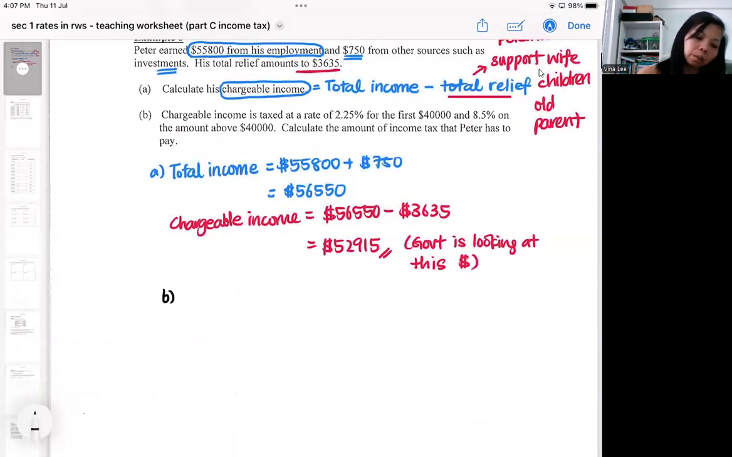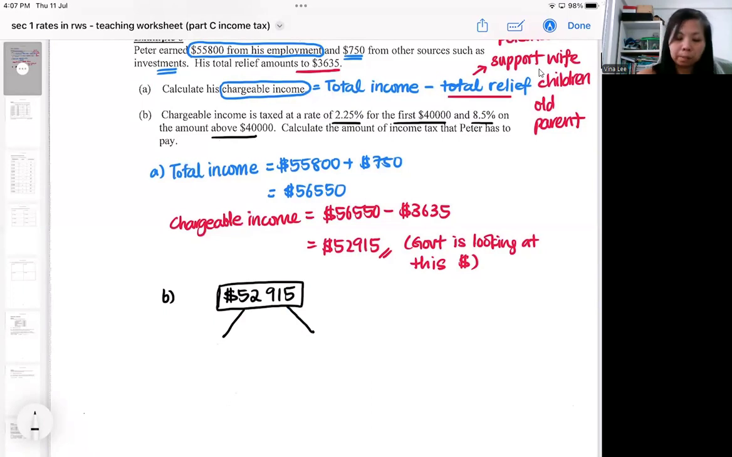Now that we know the chargeable income, this is how the tax is calculated. If you read carefully, there will be a rate of 2.25% for the first 40,000, and then 8.5% on any amount that's more than 40,000. What does that mean? A lot of students cannot understand this. Basically, very simple. You divide your chargeable income into two baskets. The first basket will be the first 40,000.